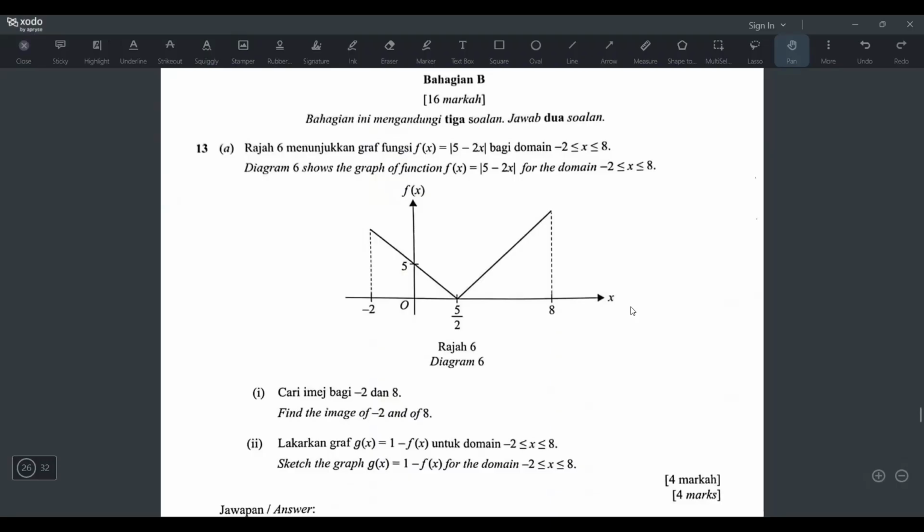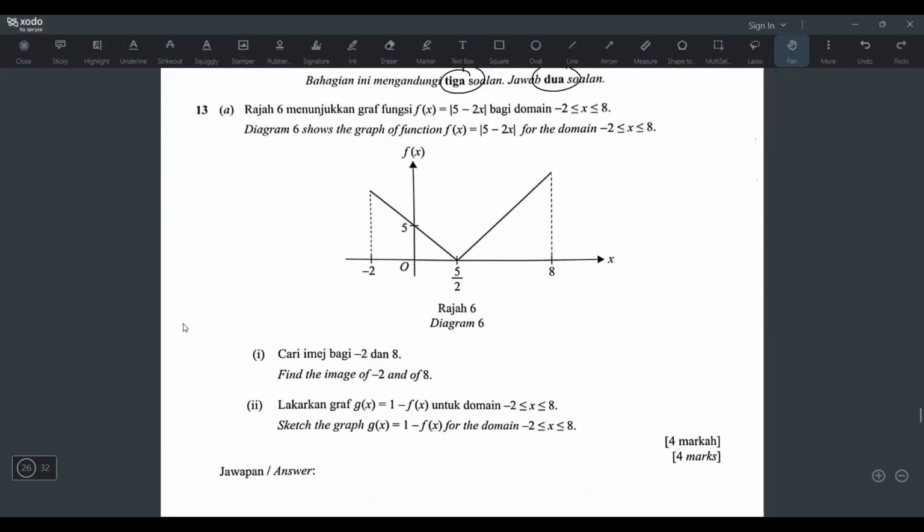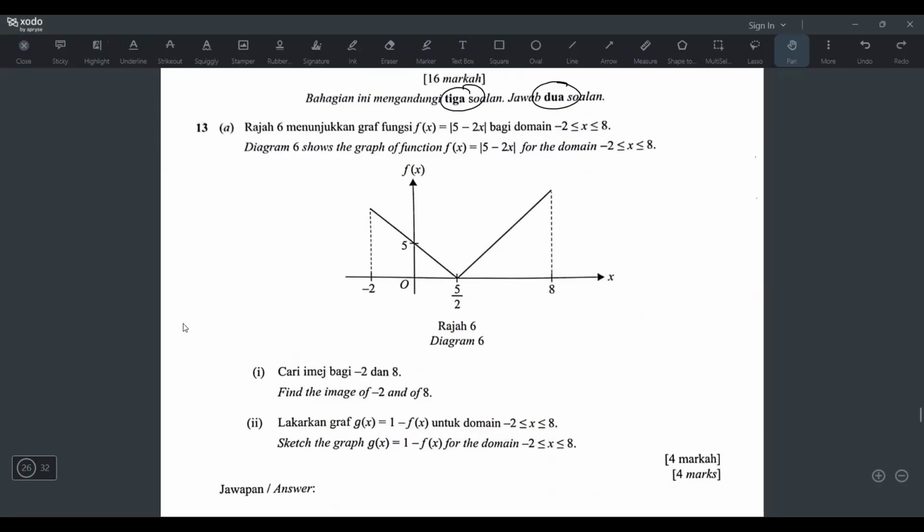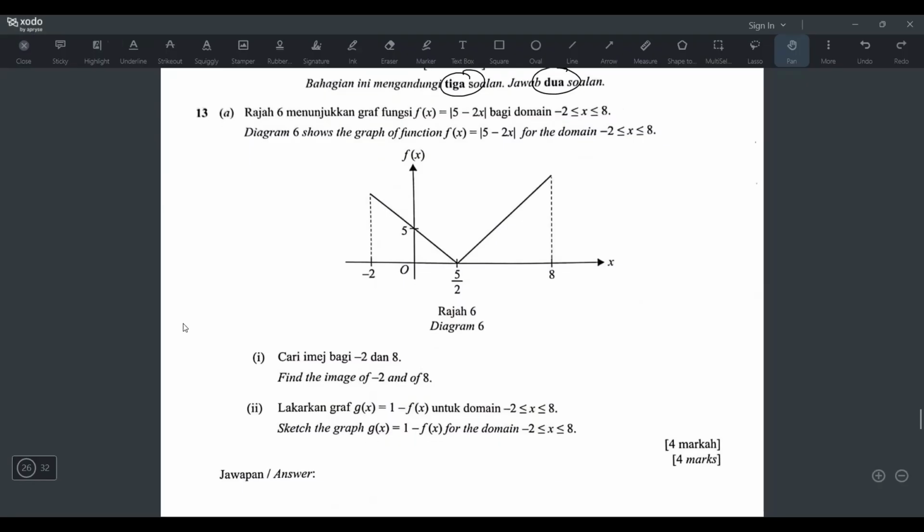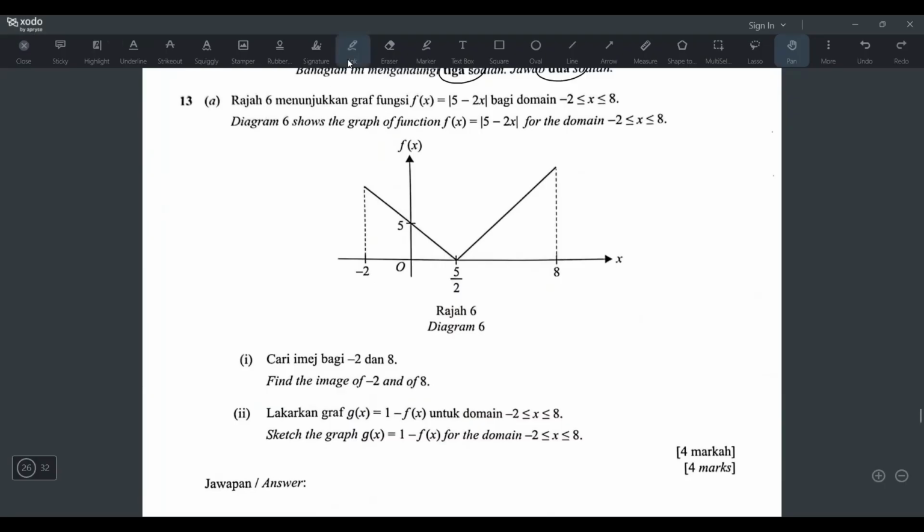Okay, now we are in bahagian B. So this says bahagian ini mengandungi 3 soalan, jawab 2 soalan. Okay, but I will jawab all 3 questions. Okay, yeah, in this video I'll jawab all 3 questions. Okay, because that's how it has always been. All my videos, paper 1 video, Addmaths paper 1 video, I just do all of it. Okay, let's go. 13a. Diagram 6 shows graph of function f(x) equals modulus 5 minus 2x.